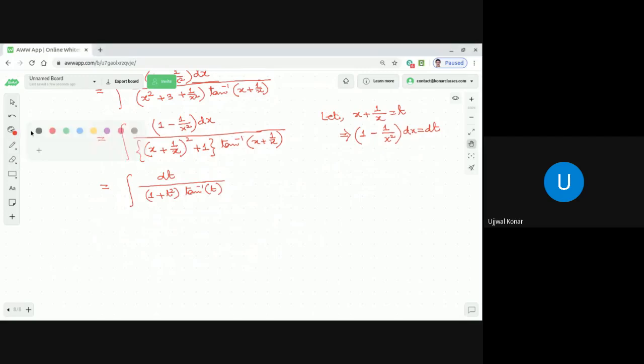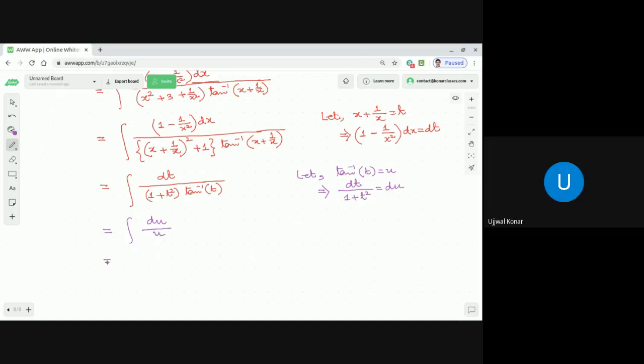So let's make another substitution. What is the substitution? Let tan inverse of t is equal to u. So this implies dt by 1 plus t square is equal to du. Correct or not? Yes. So this is equal to the integration of du by u.